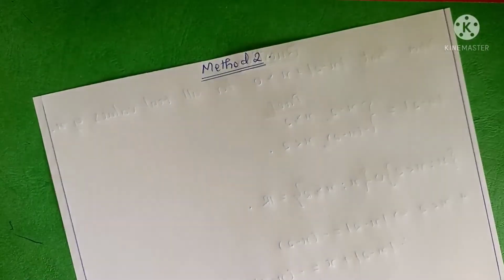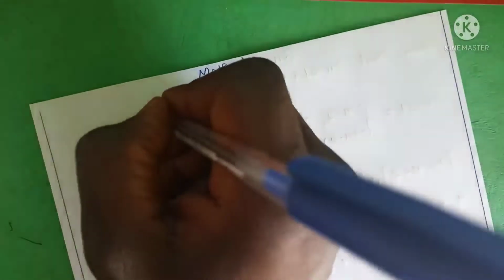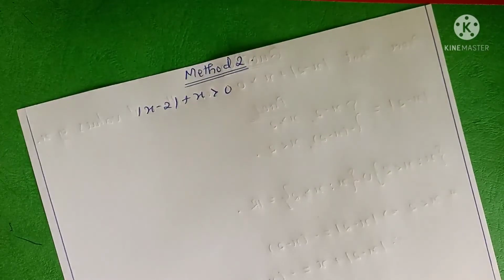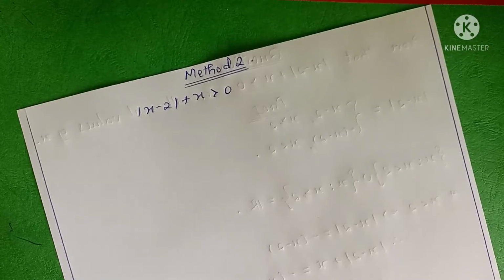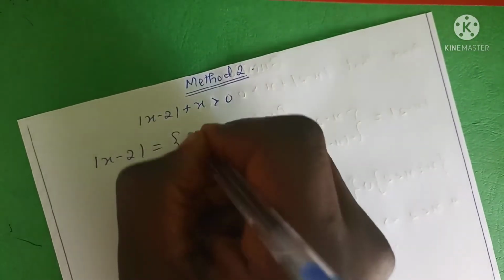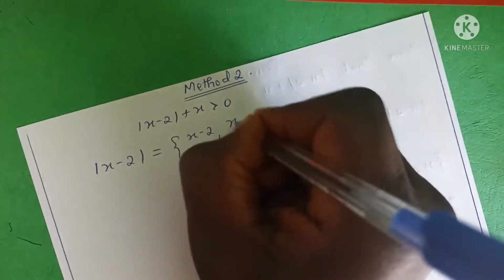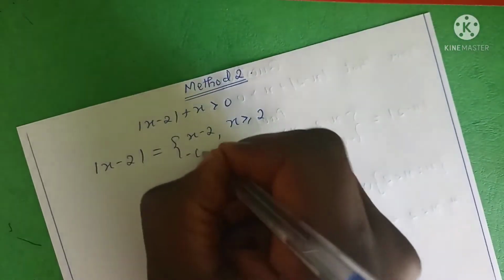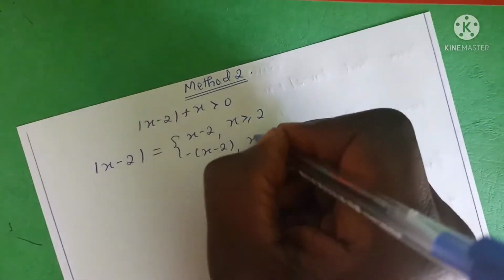And in the second method, like I said above, we are going to solve the inequation, the absolute value of x minus 2 plus x greater than 0 normally, and then we show that the solution set is just the set of real numbers. And to solve this inequation, I will also start by defining the absolute value of x minus 2, like we did in the other method. So we know that the absolute value of x minus 2 is x minus 2 if x is greater than or equal to 2, or negative into x minus 2 if x is less than 2.